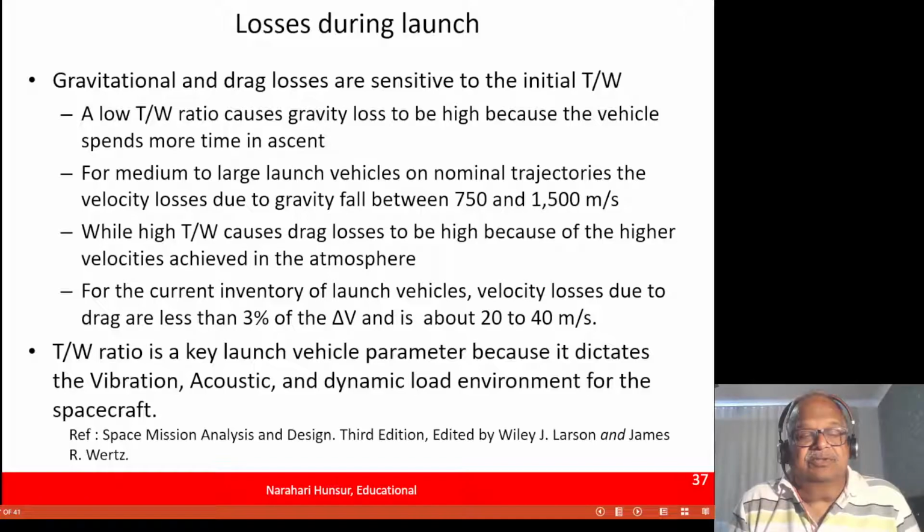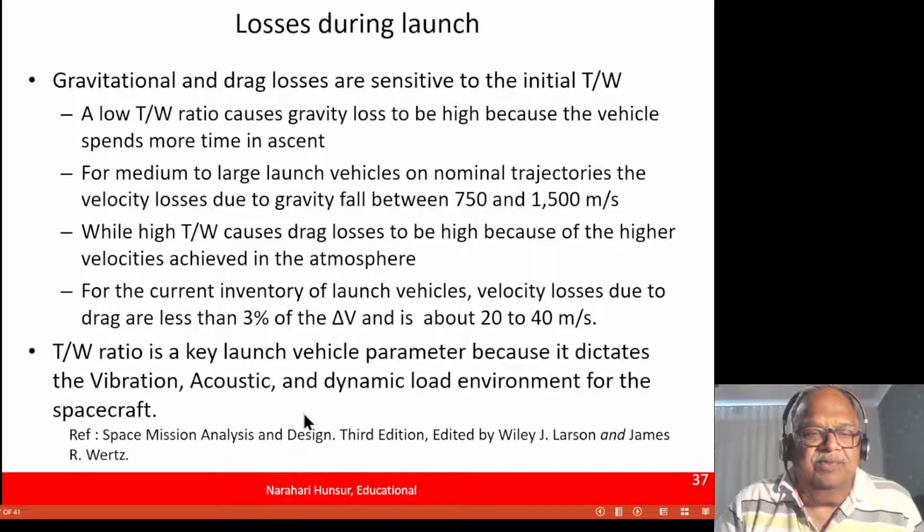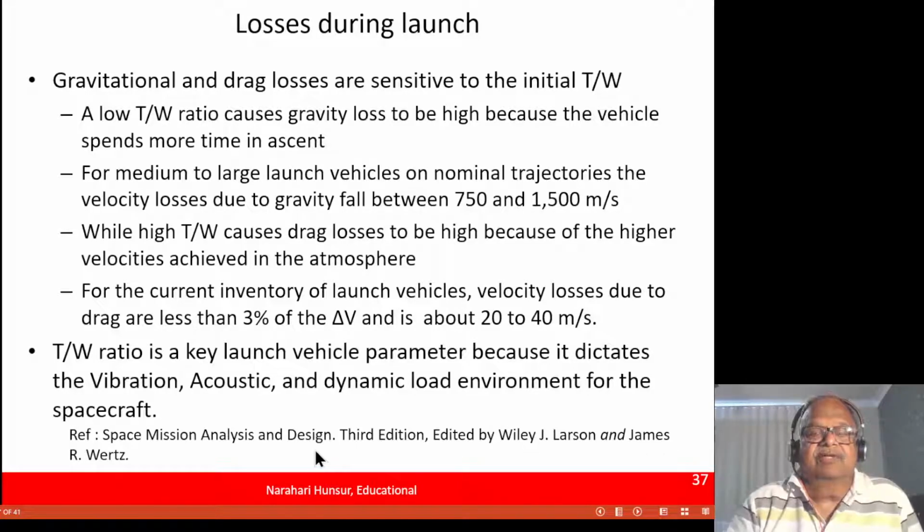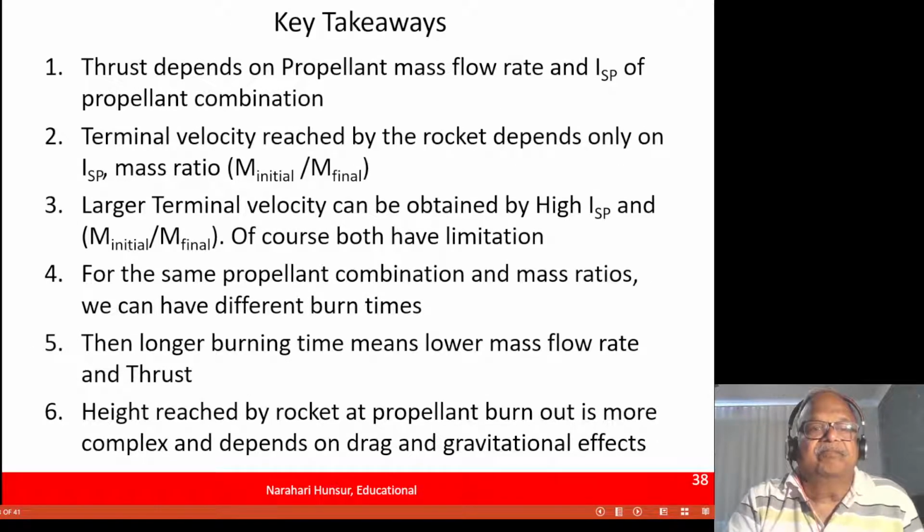Okay, so even if there is no astronaut in it, they have other electronic equipment which may be affected by the vibration, acoustics, dynamic, and all that. By the way, this is from the reference Space Mission Analysis and Design, third edition, edited by William Wiley Larson and James Ward. So this is a very nice book which talks about the entire analysis of space and designing how it's done.